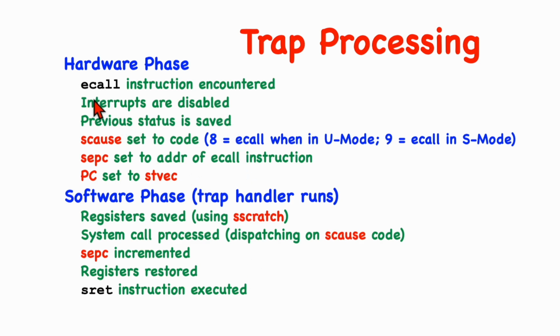In our example, the hardware will first encounter the eCall instruction, and will begin by disabling interrupts, so it'll set the SIE bit to 0. It will also save the previous value of this bit, along with the mode that we were executing in, that was user mode, in the other 2 bits in the status register. The hardware will also set the cause register to a code number to indicate exactly what happened. In our case, it would be 8 to indicate that the eCall happened while executing in user mode.